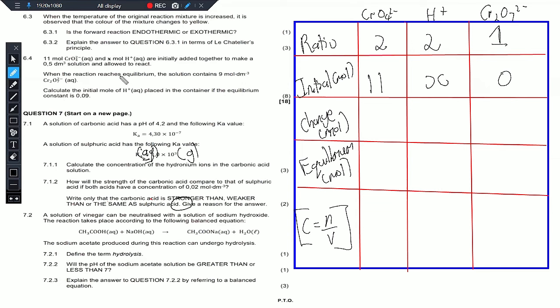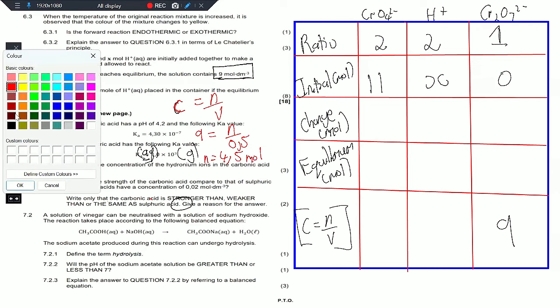And then they say when the reaction reaches equilibrium, the solution contains 9 mole per dm cube of Cr2O7 2 minus, right? So 9 mole, note that this is the concentration, right? So at equilibrium, let's put it where it's supposed to go in here. So this is the product, 9, right? Meaning that we can find this one here using our formula, C is equal to N over V. Our concentration is 9, and our volume, remember, we are given, it is 0.5, right? So 9 multiplied by 0.5 is going to give us 4.5 mole, right? So there, we're going to put our 4.5 mole.